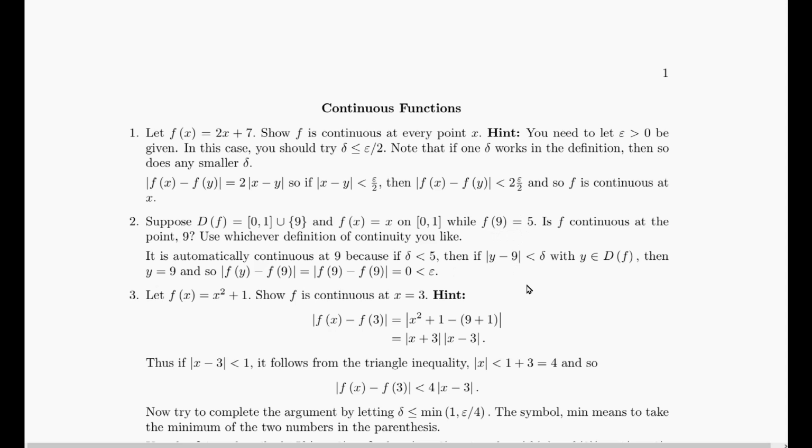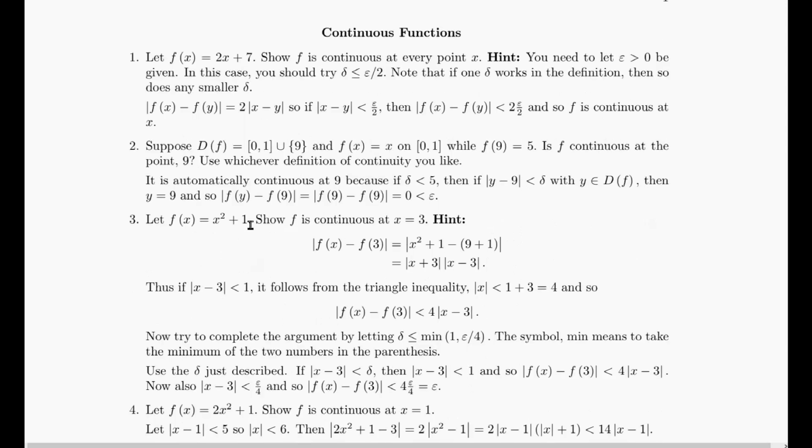So here's another one that's more typical. F of x is x squared plus 1. And I want to show it is continuous at x equal to 3. Well, f of x minus f of 3 is this. And now suppose I let this be less than 1. Then absolute x is less than 4. And so if I have this happening, then this difference is less than 4 times absolute x minus 3.